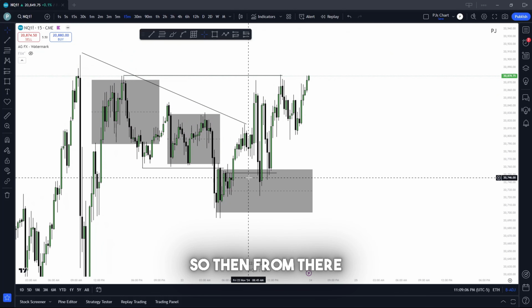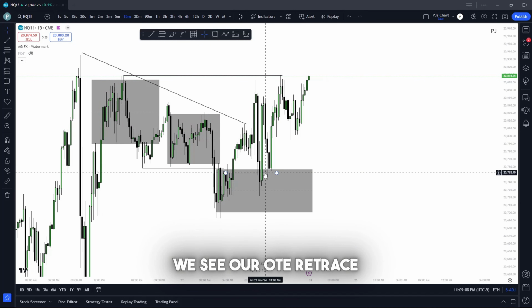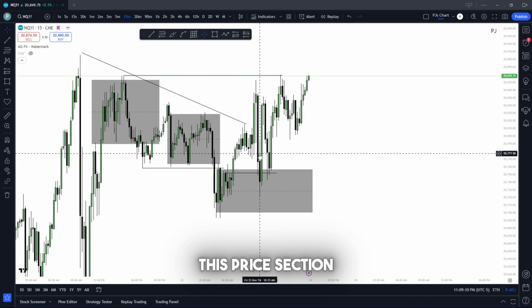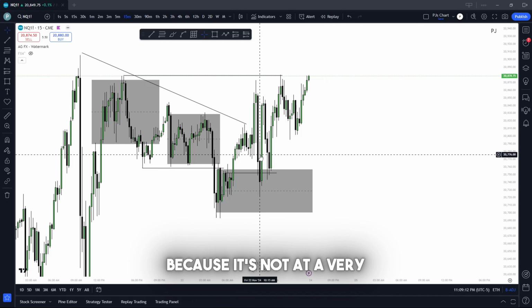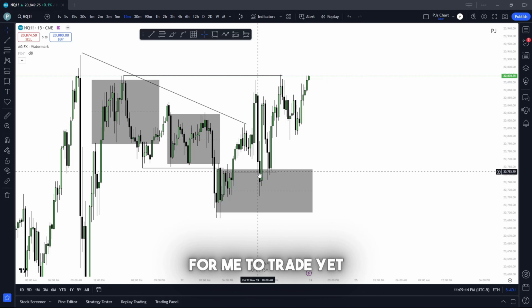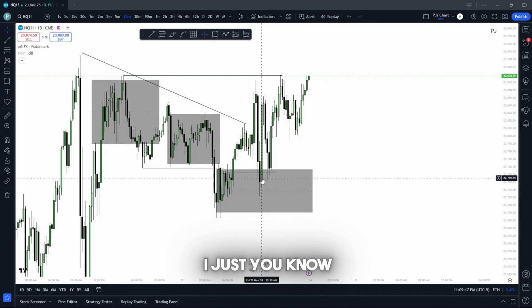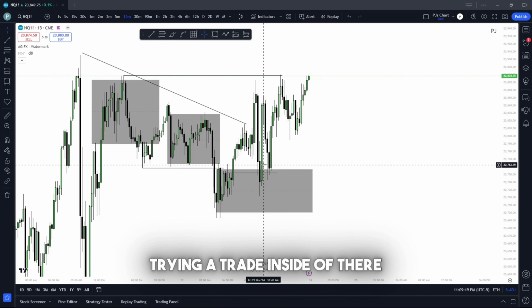So then from there, we see our OTE retrace. I wasn't inside of this price action because it's not at a very optimal time for me to trade. Yeah, 10:30, 11. I just didn't end up trying a trade inside of there.